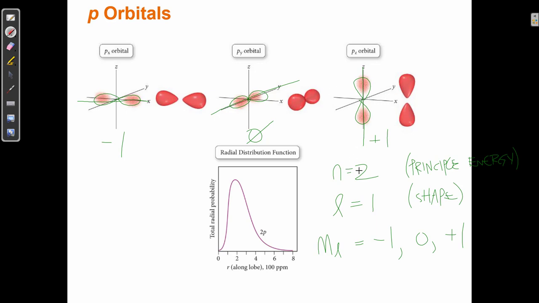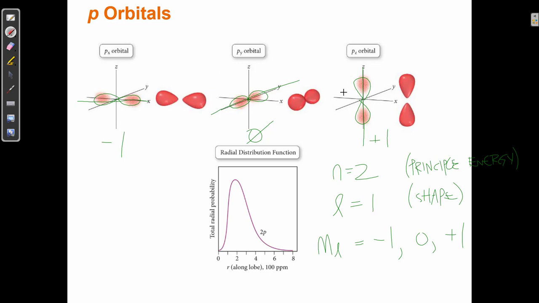N equals 2, I'm talking about an orbital in the second energy level. L equals 1, I'm talking about an orbital in the second energy level that looks like a p orbital because it has that shape. M sub l equals -1, 0, or +1, I'm talking about the way that p orbital points. It can point this way, -1, this way, 0, or this way, +1. So these different numbers are ways of describing these orbitals.